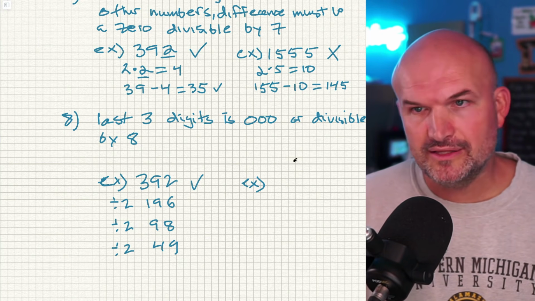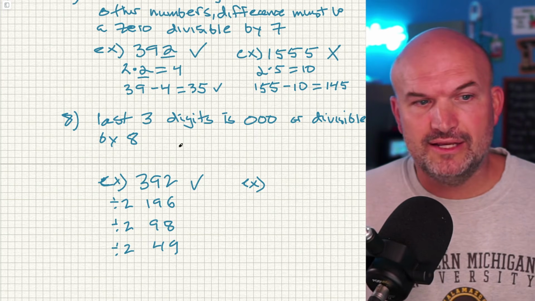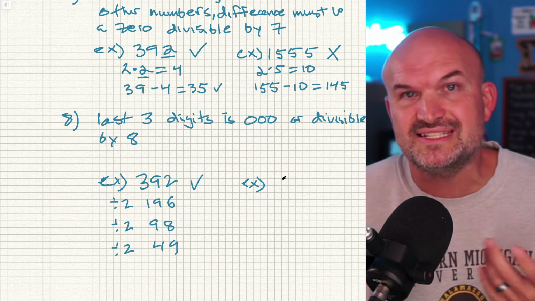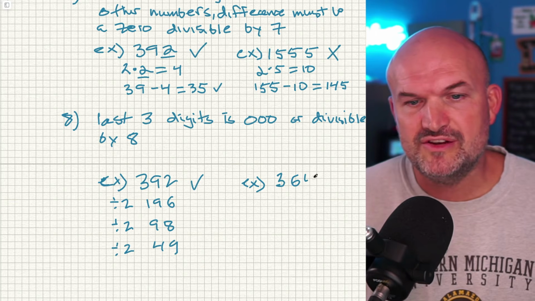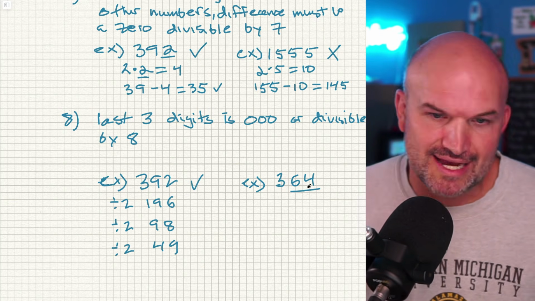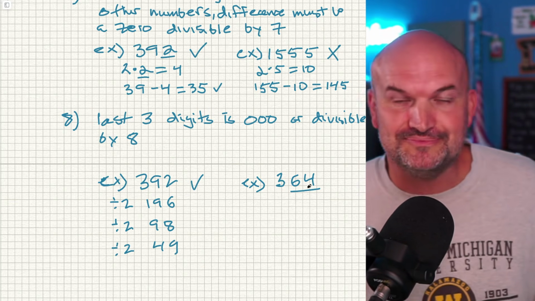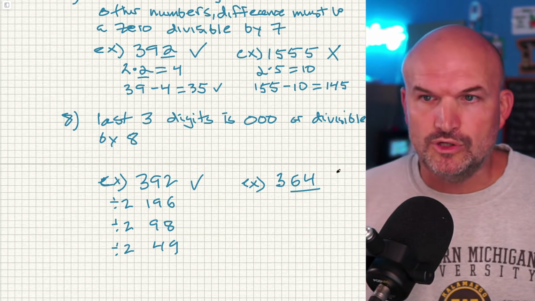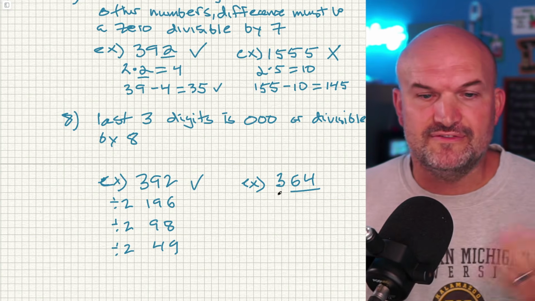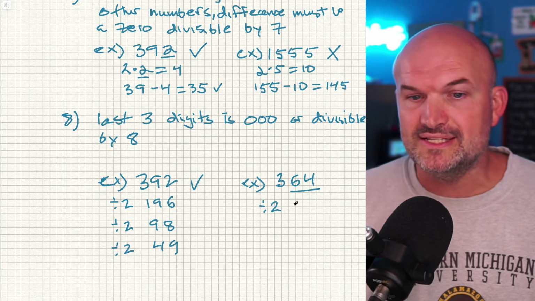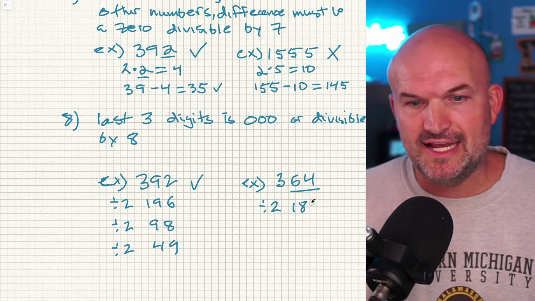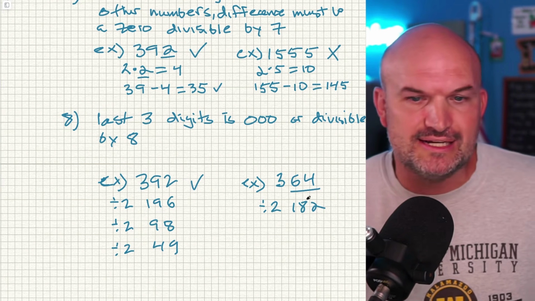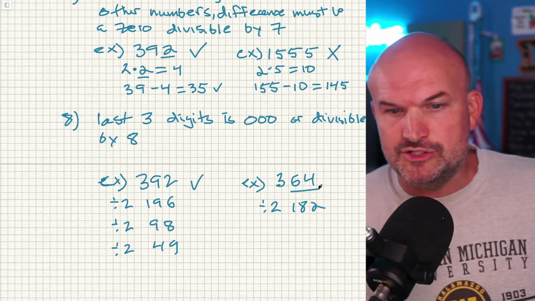Now let's take a look at another number that's very similar, that it would make sense would be divisible by 8, but it's not. That'd be 364. The mistake a lot of students make is they just look at the last 2 digits and say, hey, 64 is divisible by 8. But let's go through that rule again of dividing by 2. If I divide by 2 once, I'm going to get 182, because 180 times 2 is 360, and 2 and 2.